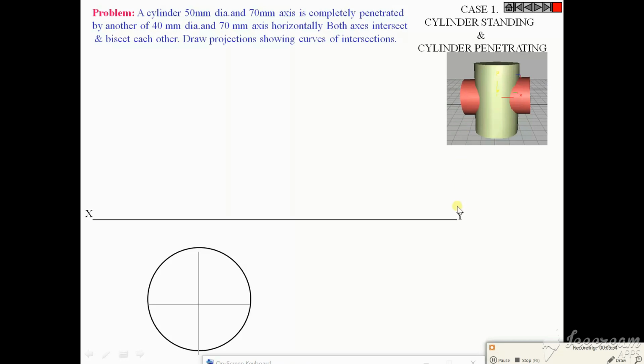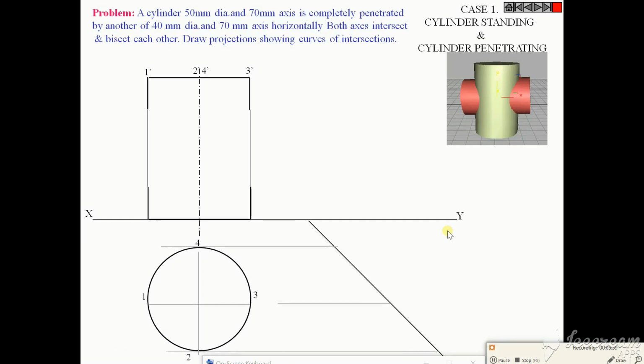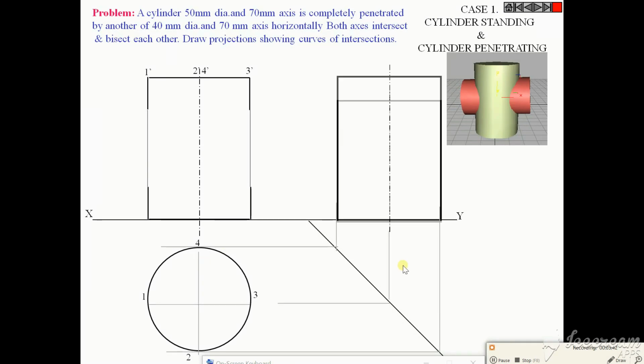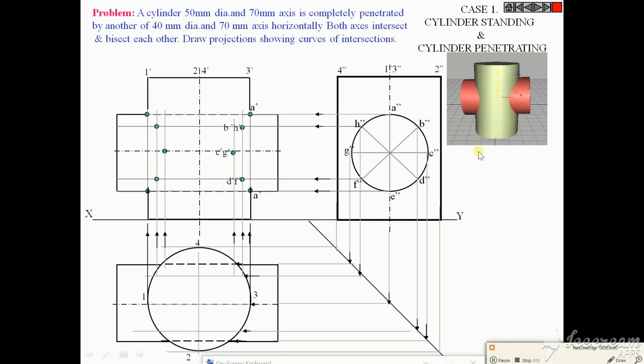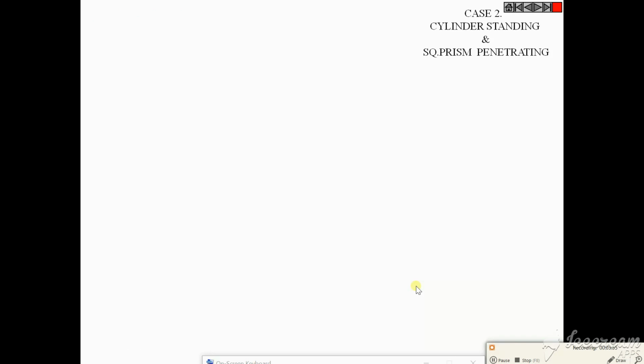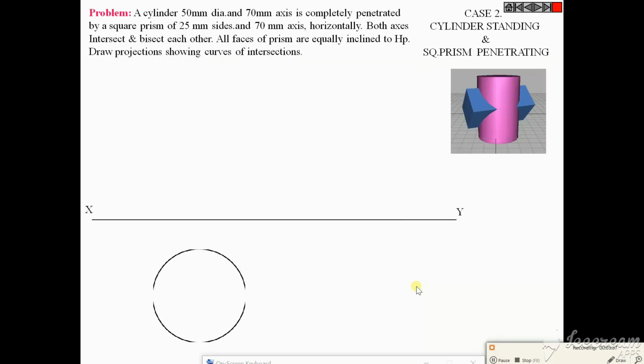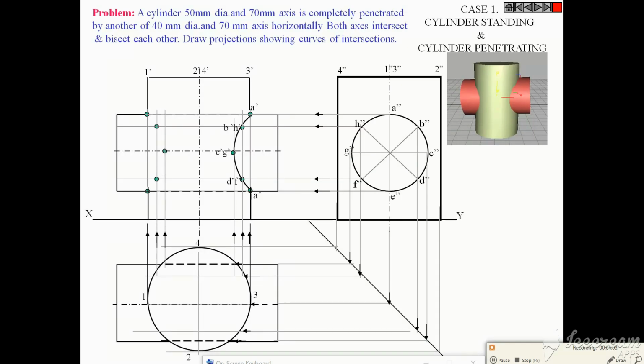First we will see for a cylinder. Inside a cylinder, the top view will be looking like this, and the front view will be looking like this. From the inner side of the cylinder, it will come like this. Join these to get the intersection. And similarly, we can do it for cylindrical penetration.